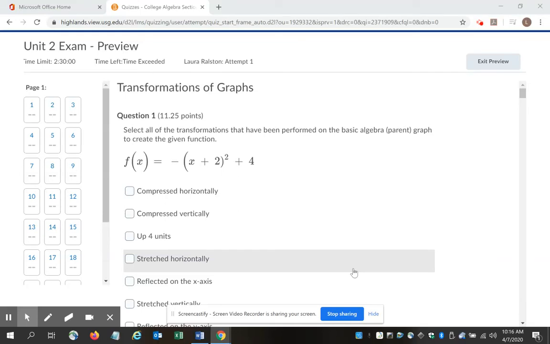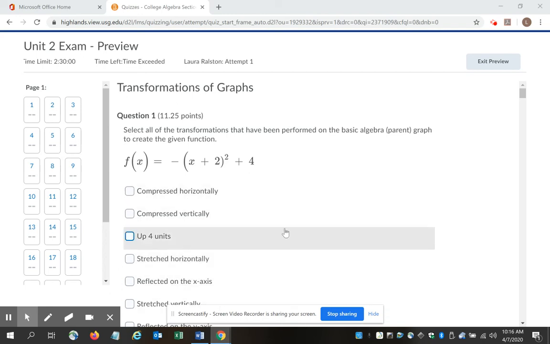This is the answer key for the Unit 2 exam in Math 1111, and I'm in D2L in the quiz in the preview mode. I want to work through each question with you so you'll have an answer key. Question 1 says, select all of the transformations that have been performed on the basic algebra parent graph to create the function.